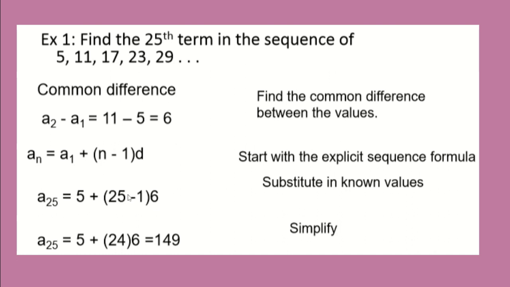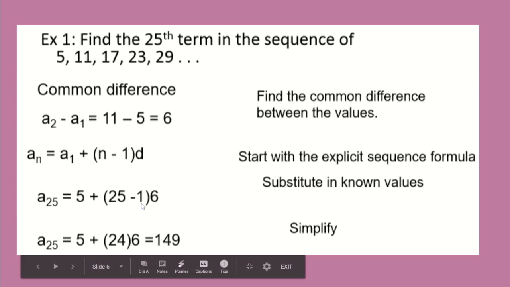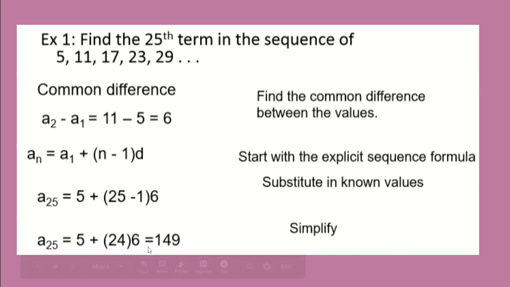So of course PEMDAS applies. You have to do parentheses first to get 24, and multiply 24 by 6, and then add 5. And the 25th term, if we were to keep adding up to the 25th number, we would get 149.